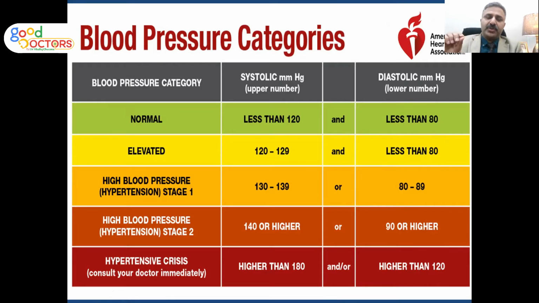That is equivalent to the previous JNC definition of hypertension. Then blood pressure more than 140/90 is hypertension per JNC 8. And hypertensive crisis is when blood pressure is higher than 180 systolic and more than 120 diastolic. And if that involves end organ damage like pulmonary edema or brain hemorrhage, that would be hypertensive emergency. So this is a category of blood pressure and definition of blood pressure.